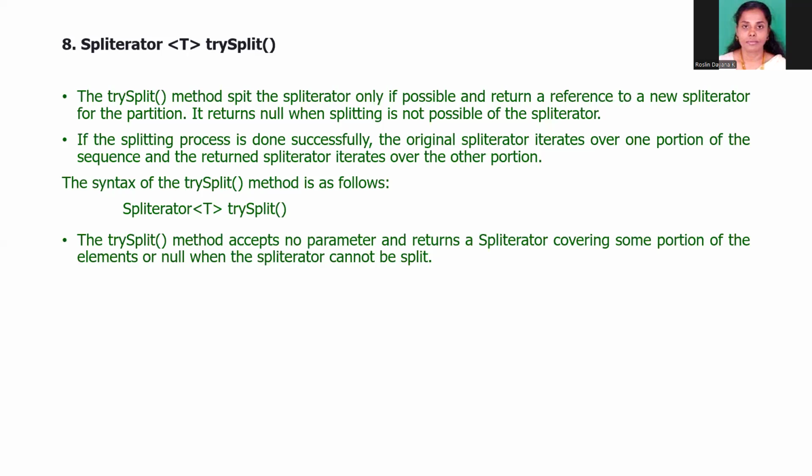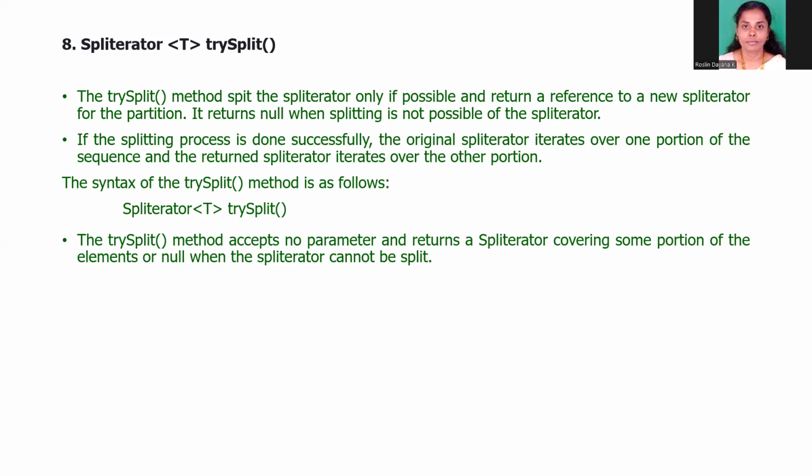trySplit method, the last, eighth method, is used to split the spliterator only if it is possible, and it returns a reference to a new spliterator for the partition. If you want to split the given spliterator values into two halves, we can use the trySplit method. It accepts no parameter and it returns a spliterator covering some portion of the elements, or null when the spliterator cannot be split. Suppose we can't divide the collection into two halves, then the return value will be null.